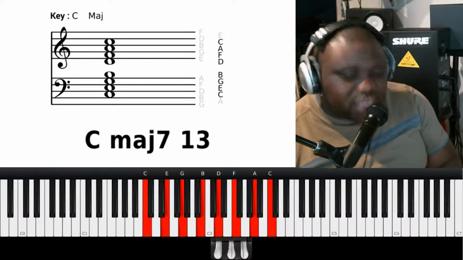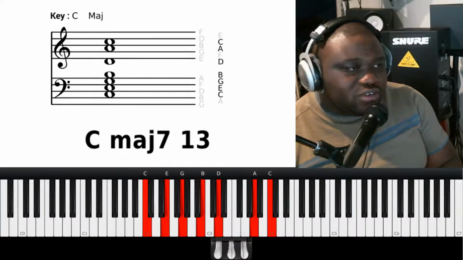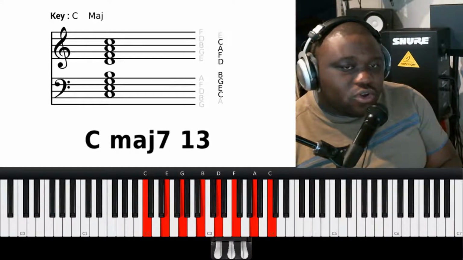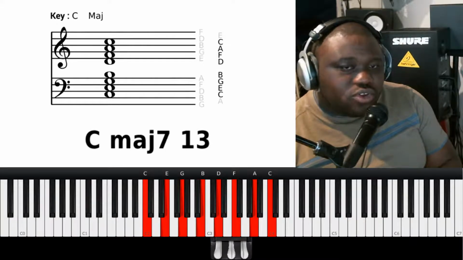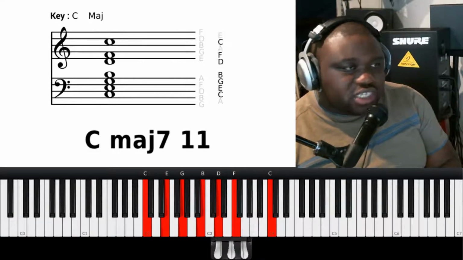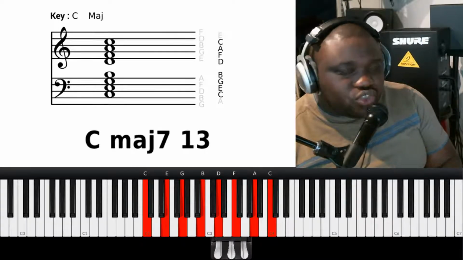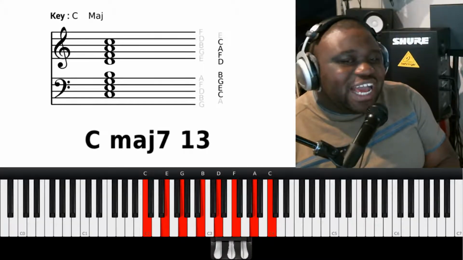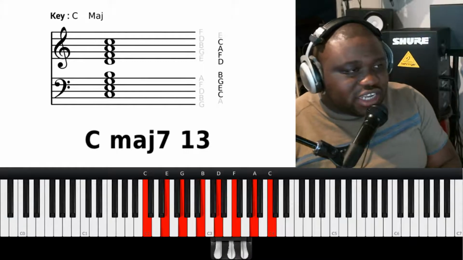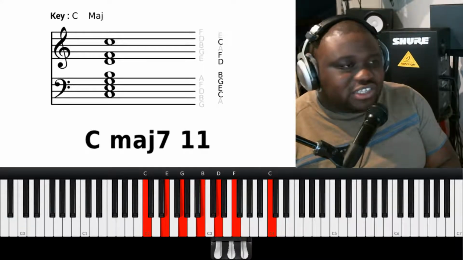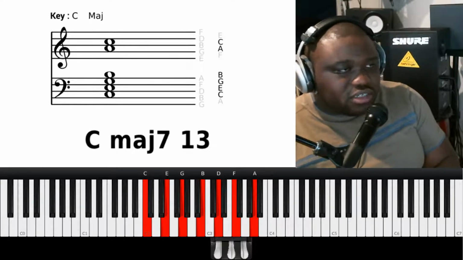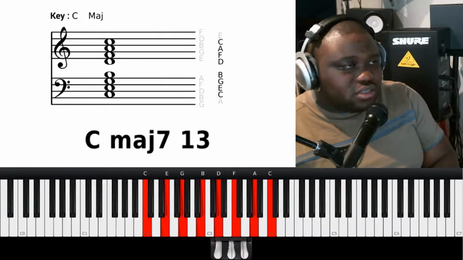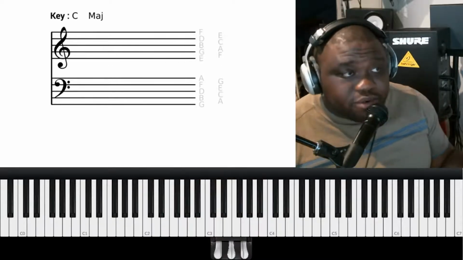Remember, I just told you the 9th is your 2, your 11th is your 4, and your 13th is your 6. Right? And so the chord will be notated by the highest extension. This is an extension, this is an extension, this is an extension, and this is just a repetition back to the root. And so, the 13. You guys get it? That's just an example, okay?